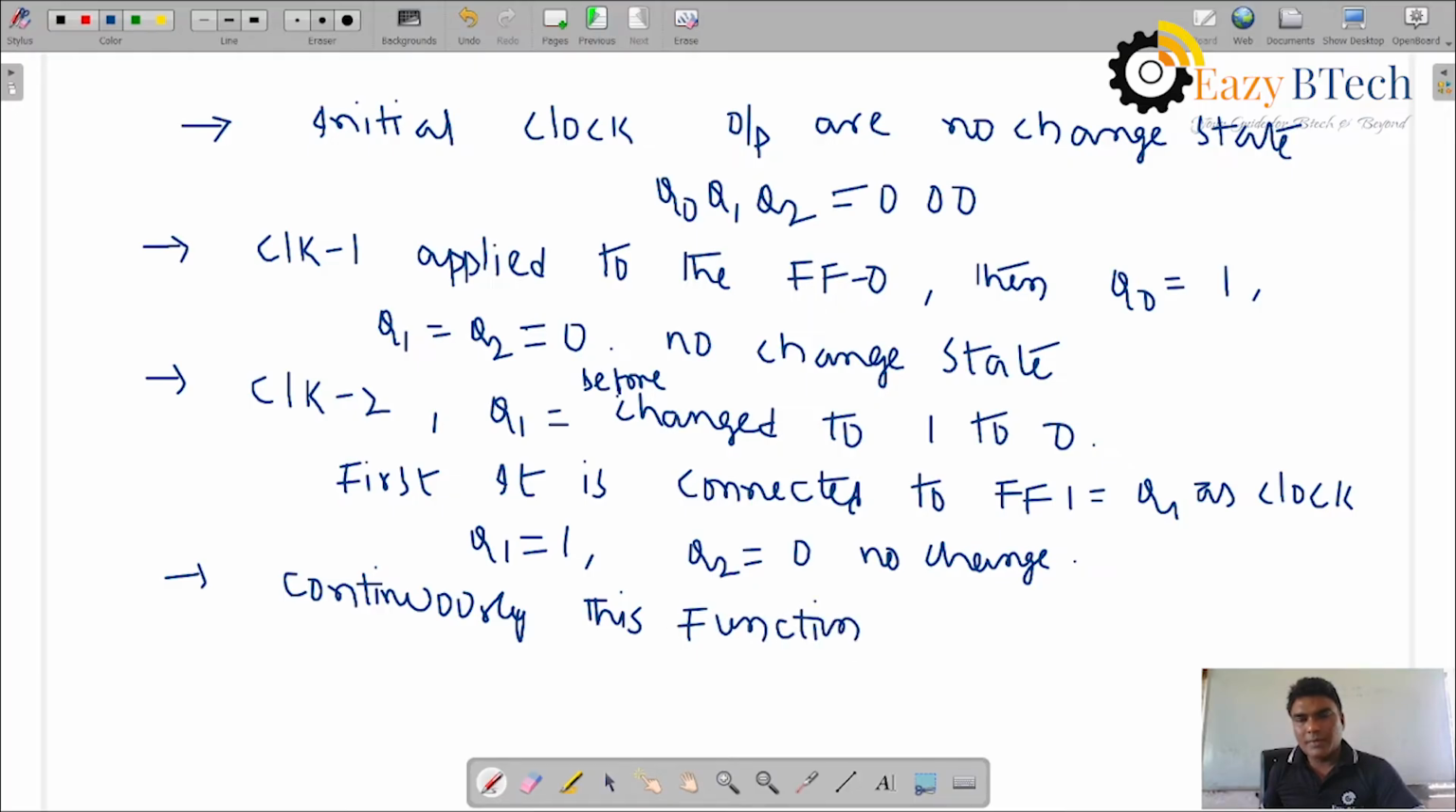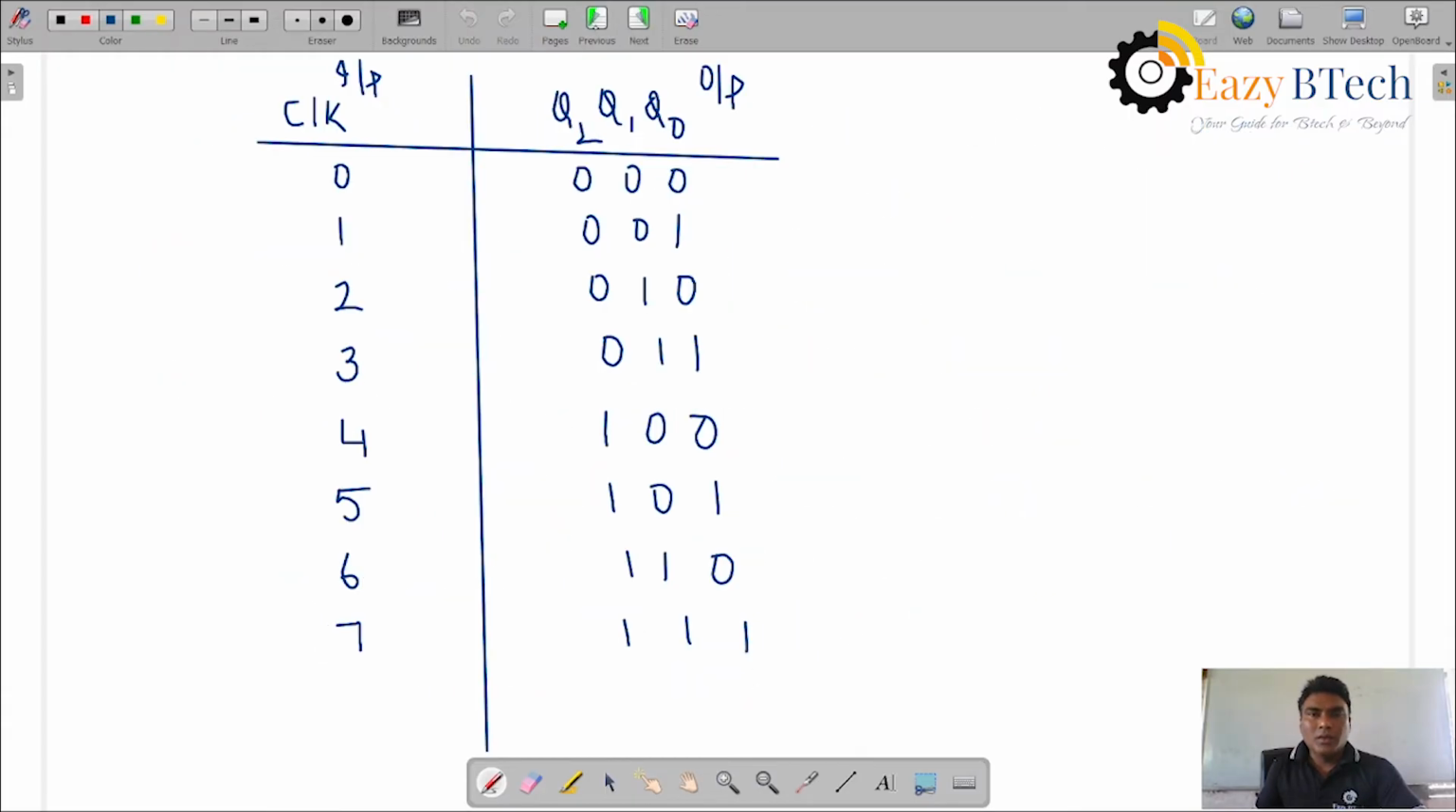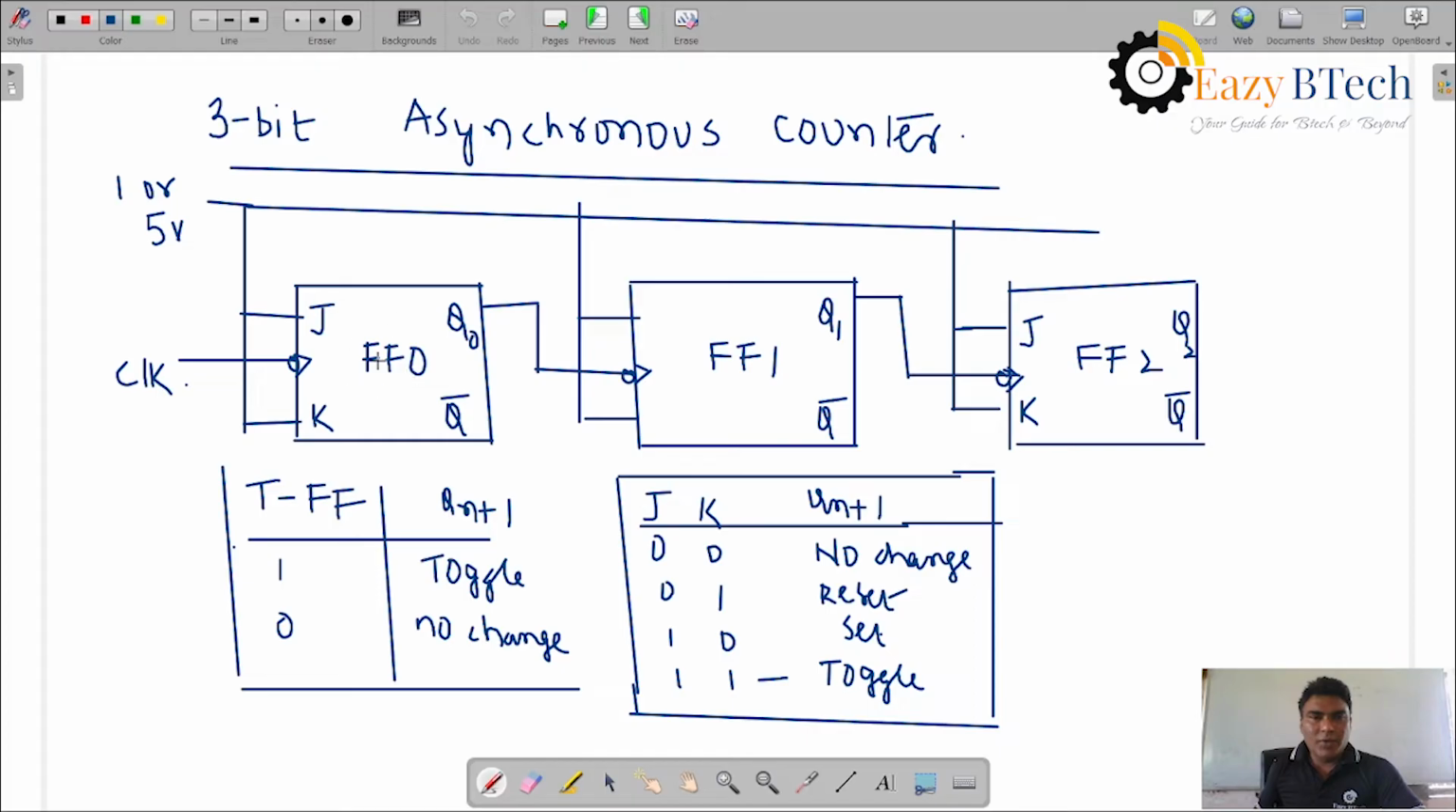These functions happen as per the clock. You can see this one is a JK flip flop, which is connected to high. Whenever both J and K are connected to 1, it will be in the change state, the toggle state. 0 becomes 1, 1 becomes 0. Initially all are 0 0 0, clock 0.